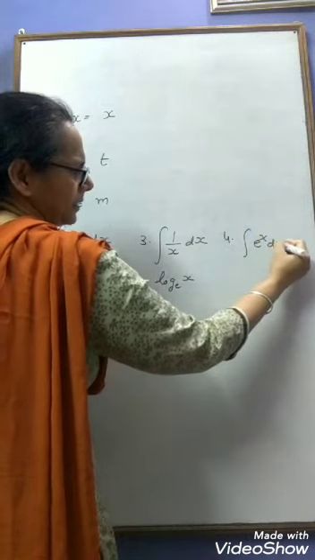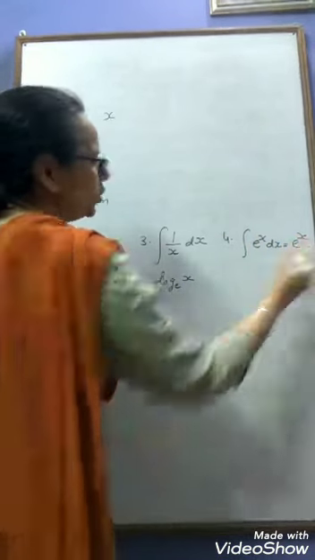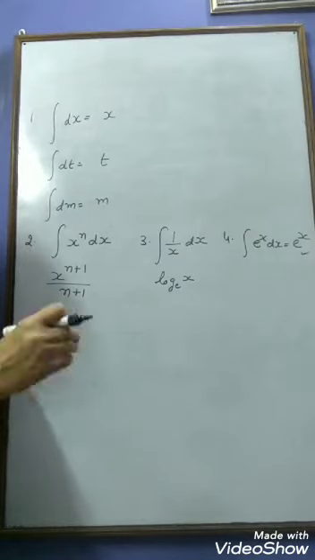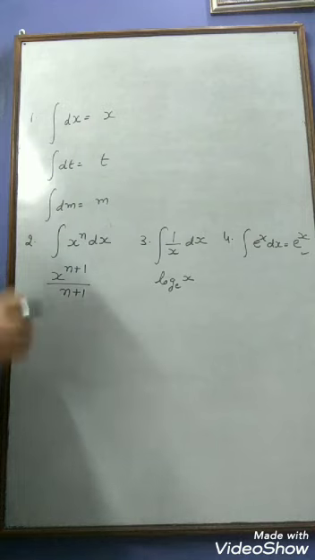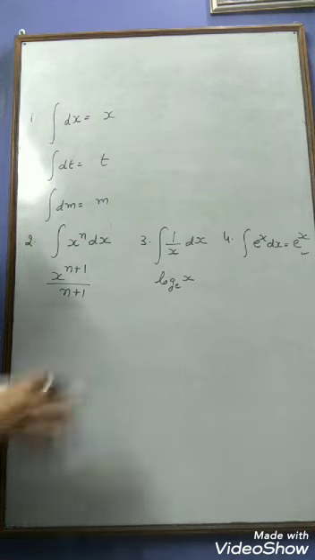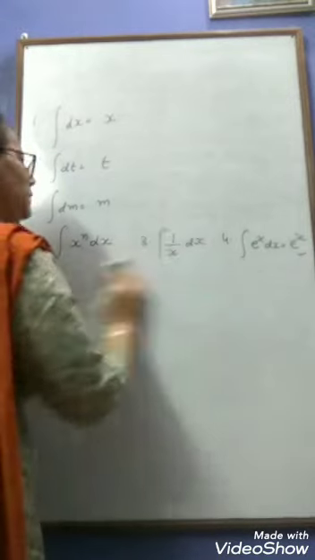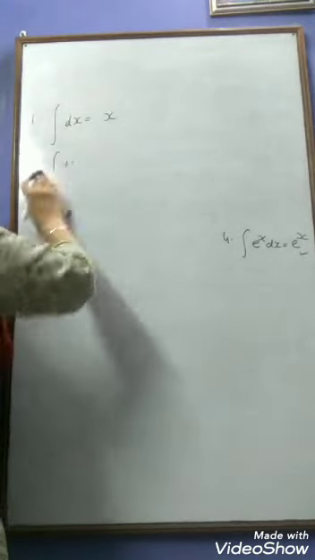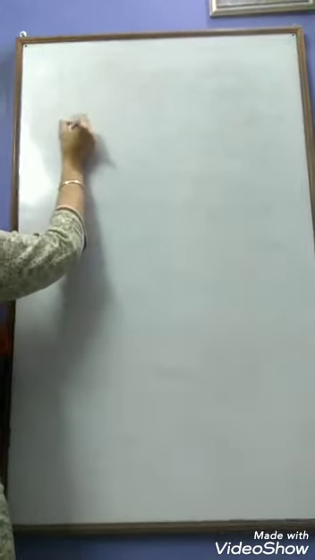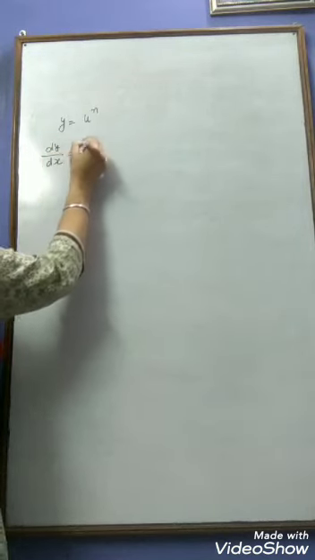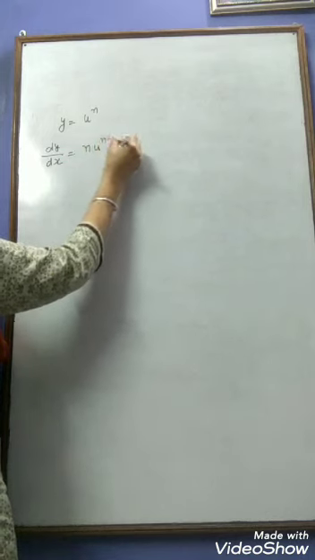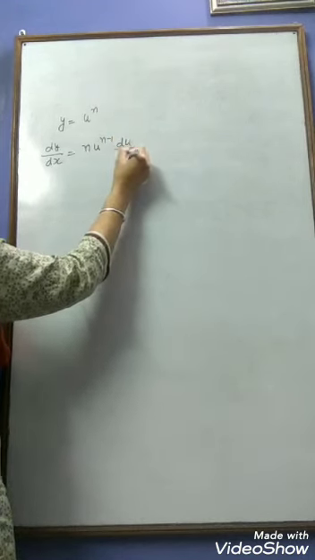Okay, and e^x dx is e^x. For the exponential term, the derivative is e^x and the integration is also e^x. Okay, then we have the very basic use of u. If y is u^n, dy upon dx is n u^(n-1) du upon dx.